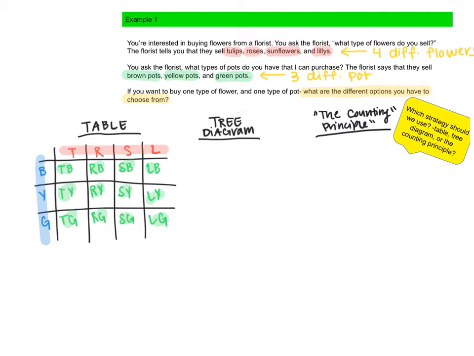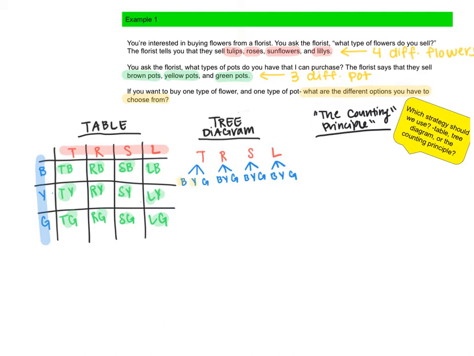Okay, moving on to a tree diagram. Tree diagram, we essentially do the same thing. We're going to list out our options, okay, for our first variable: tulip, rose, sunflower, lily, and then we're going to list out our other options, but now as branches for this one. So for our tulip, we have 3 different options that come with it: brown pot, yellow pot, green pot. For our rose, we have 3 different options that come with it: brown, yellow, green. Sunflower, same thing: brown, yellow, green. And lily, 3 different options: brown, yellow, green. So this is essentially kind of like branching out. And to find out our different number of options, we can count our bottom row.